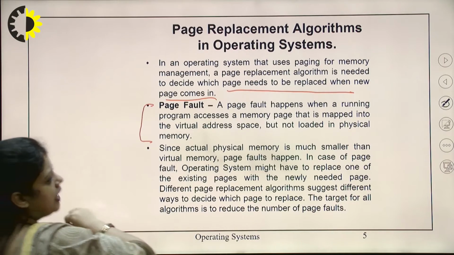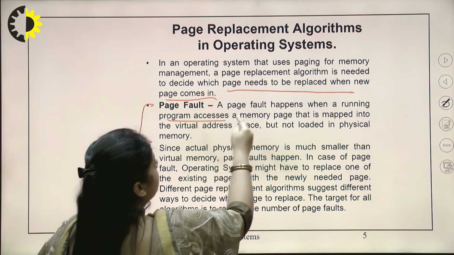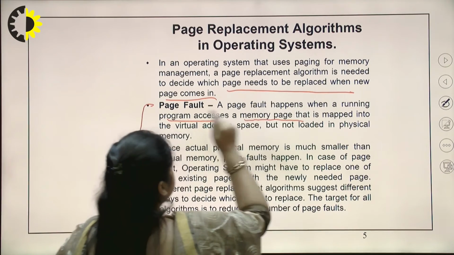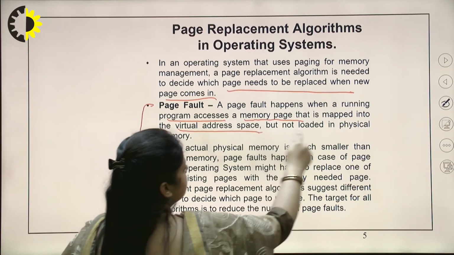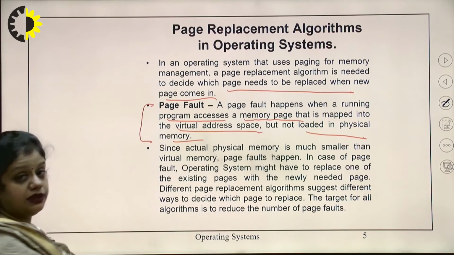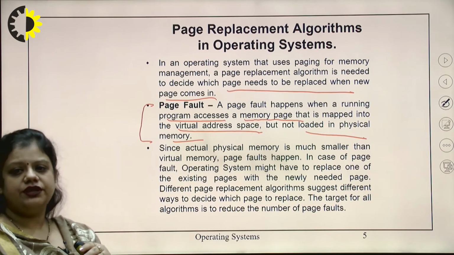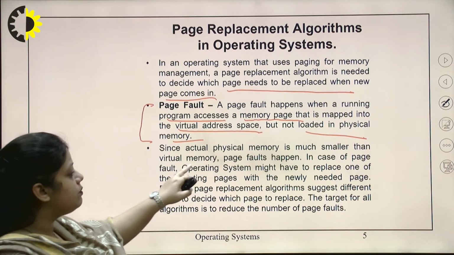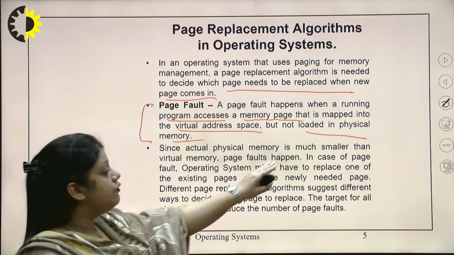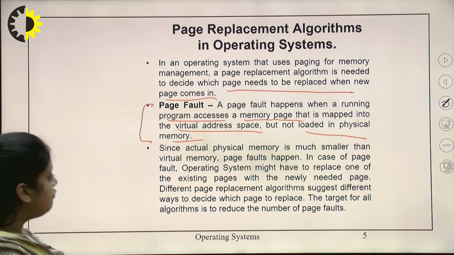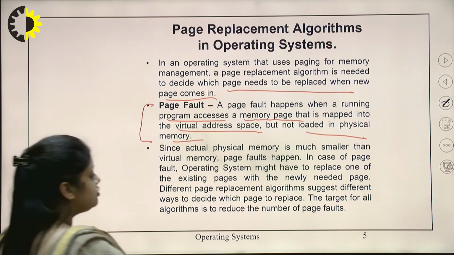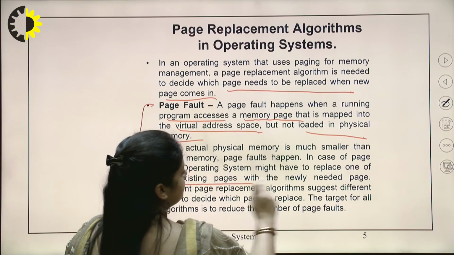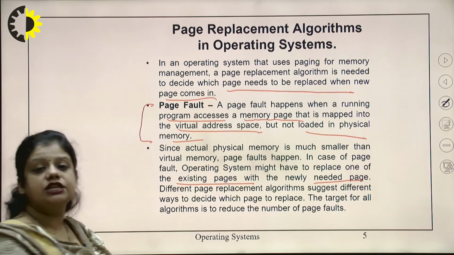A page fault happens when a running program accesses a memory page that is mapped into the virtual address space, but it is not in the physical memory. It is mapped into the virtual address space, but it is not present. Since actual physical memory is much smaller than the virtual memory, page faults happen. In case of a page fault, the operating system has to replace one of the existing pages with the newly needed page.